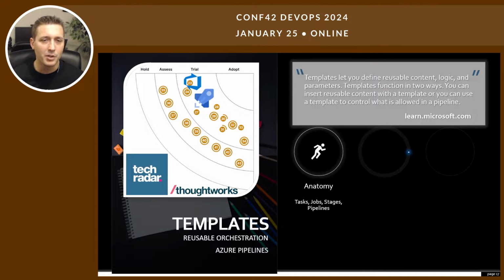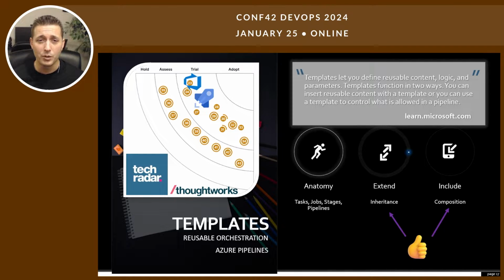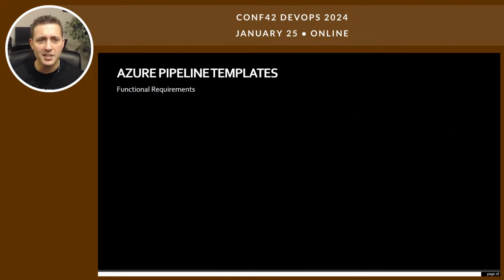So we'll talk a little bit about the anatomy, what are tasks, jobs, stages, pipelines, how do they all fit together, before we dive into the ideas around extending and including, which is basically inheritance and composition. And if you're coming from the object-oriented world, you know that those are great things. We just have to figure out how to use them appropriately in the template world. So let's get started. Let's think about our functional requirements.